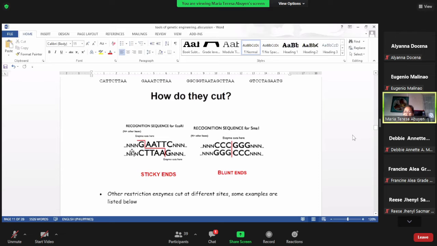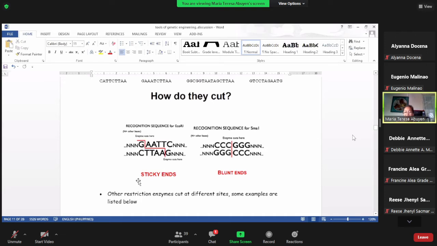So GAATTC, it cuts between G and A on top, and on the second strand, the strand below, between A and G. For this one, between C and G and between G and C, the type of cut is blunt ends. So the other one is sticky ends. So these are actually the 2 types of cuts.